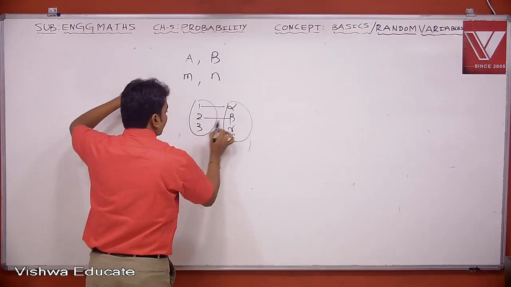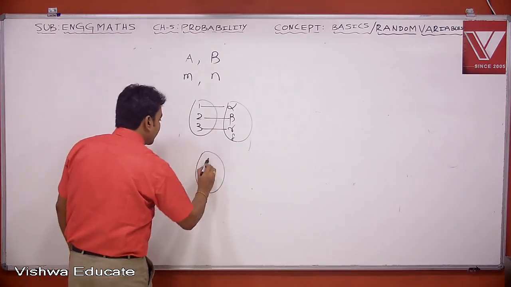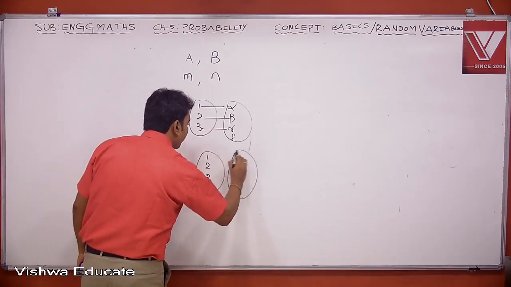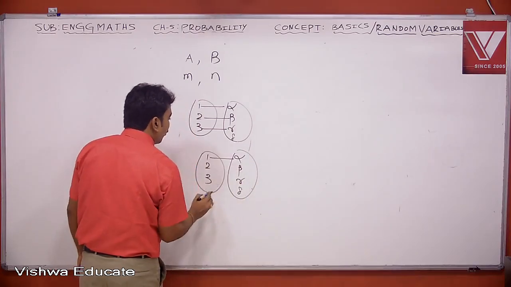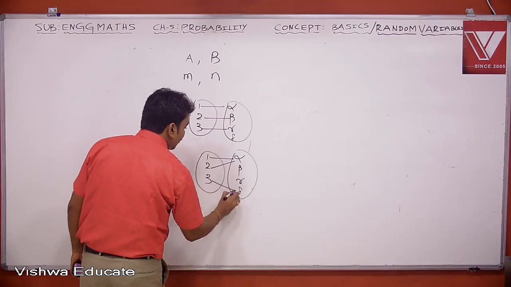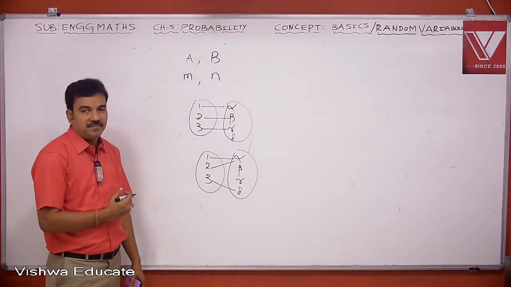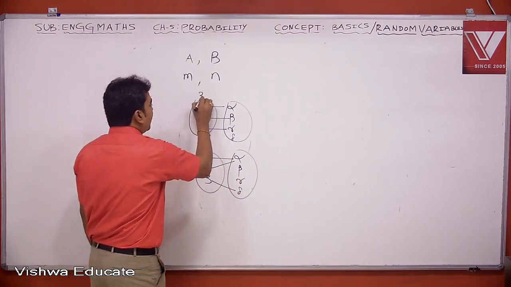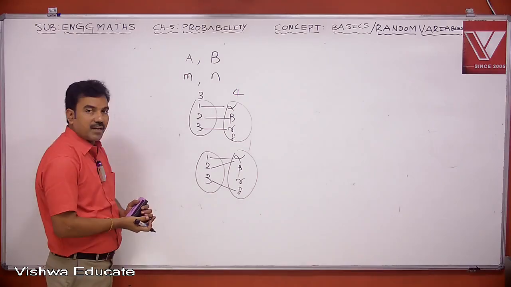This is one possible mapping. Even this is also a function. This is another function: 1, 2, 3, alpha, beta, gamma, delta. 1 to alpha, 2 to alpha, 3 to delta. This is another function. Like this, how many can I define? So here I have 3 elements, here I have 4 elements. Let us say how many possible functions I can define.